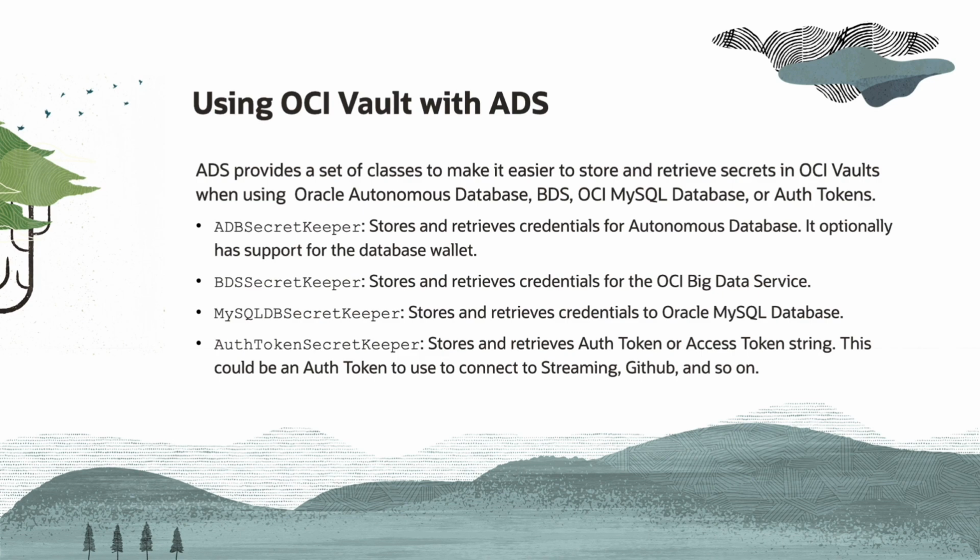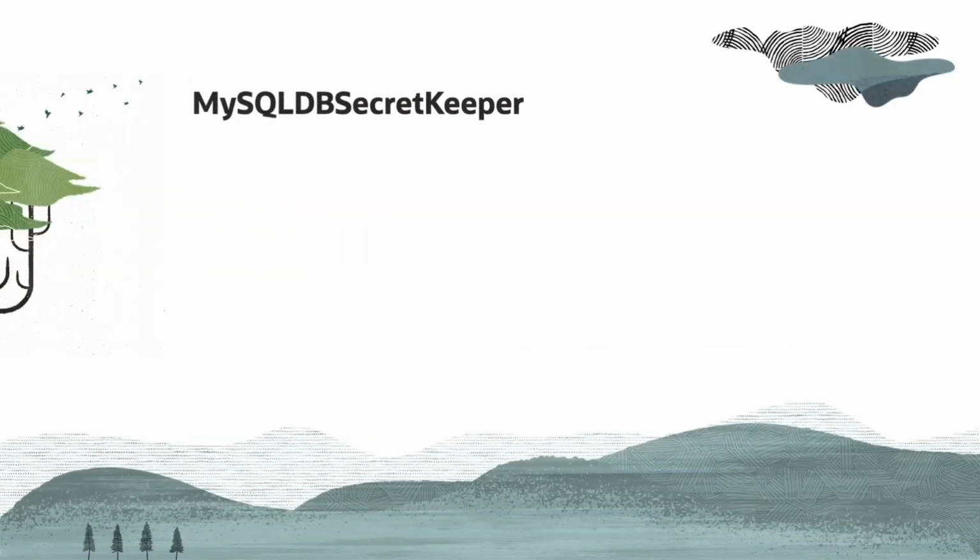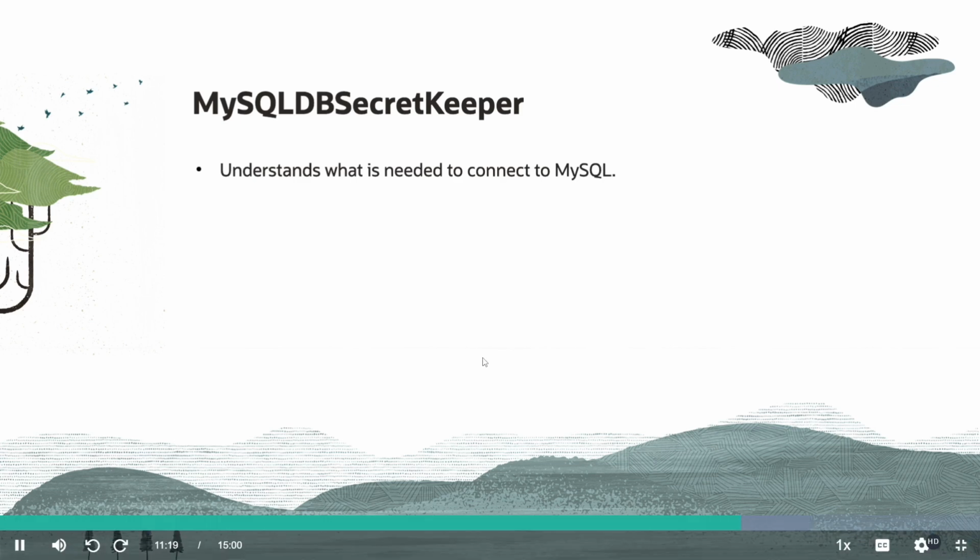I'm going to focus on the MySQL DB secret keeper, but all the other objects are basically the same. The MySQL database secret keeper understands what is needed to connect to a MySQL database. So this would be things such as the database name, the port, the host, the username, the password, that type of thing. Whereas the DB secret keeper would store information such as the principal, the Kerberos 5 configuration file, the HDFS host and port, the Hive host and port.